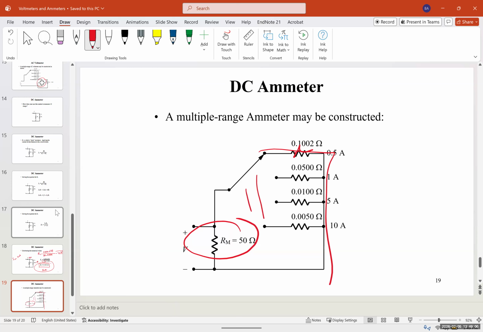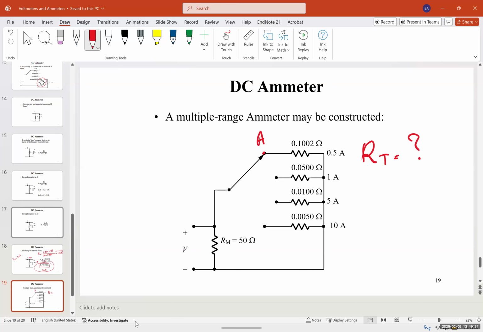Okay. And this is actually a very good exercise. I want you to find RT, the total resistance, in this circuit when it's connected and this is connected to point A. What is RT? What is the total resistance between these 2 points? It's going to be what?